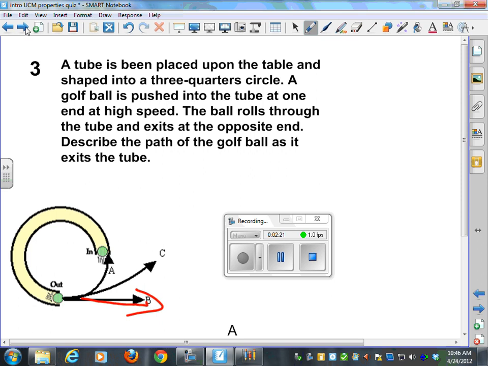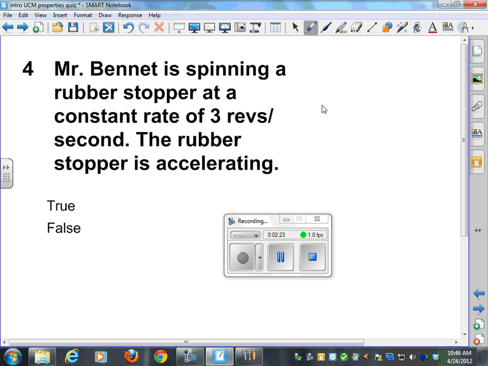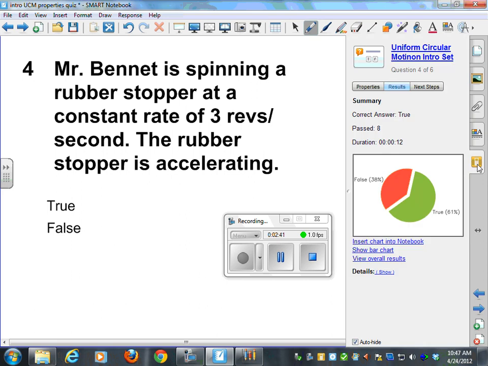Still be B. Mr. Bennett is spinning a rubber stopper at a constant rate of 3 revolutions per second. The rubber stopper is accelerating. Yeah, sure. Constant 3 revolutions per second. Excellent, Zach. Zach said the direction is changing, therefore we are accelerating. Correct answer is true. Accelerating. Direction is changing.